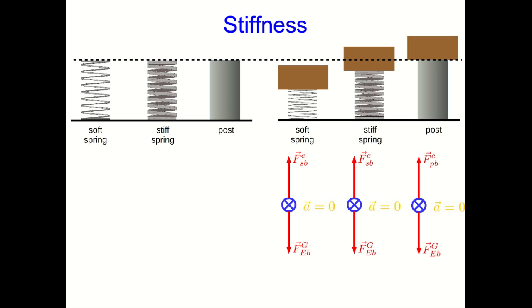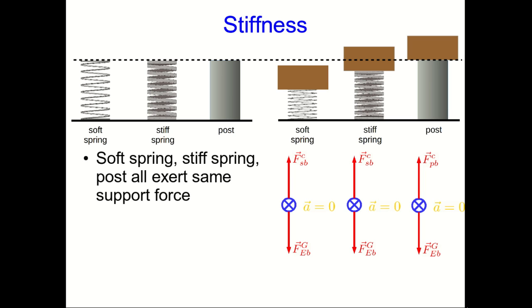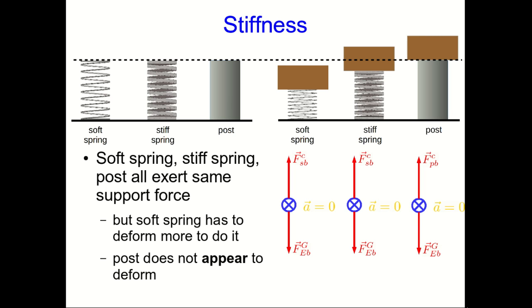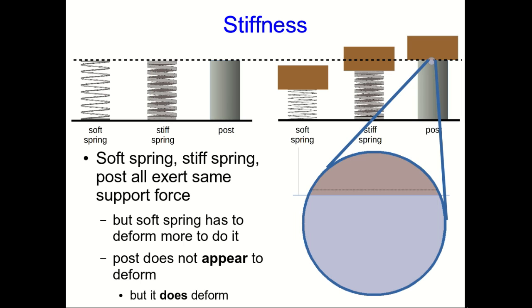But note, all three bricks are stationary, and so the acceleration is 0, and so all three of these support forces are just equal to the gravitational force on the brick. So the soft spring, stiff spring, and post all exert the same support force. The difference is that the soft spring has had to deform much more to be able to provide a force that large. The post doesn't appear to have deformed at all, but in fact if you do very careful measurements, you would find that the post has compressed just a little bit.